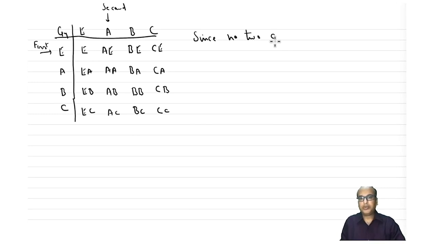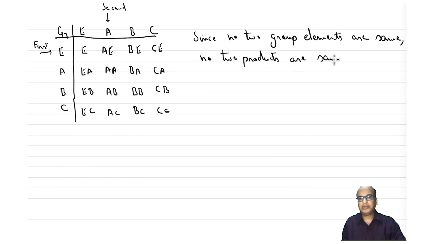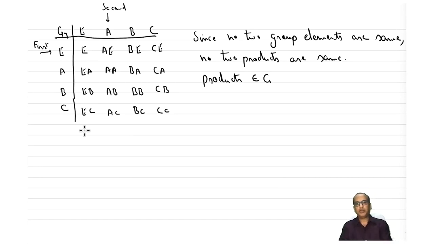Also, one important thing: since no two group elements are the same, no two products are the same. And products must belong to the group, that we know from the closure property, right? So all these products must belong to either of these E, A, B, C, but none of the products should be repeated. For example, in any particular row or any particular column, all the products should be unique, because all the group elements are different, so their products should also be different. So this leads to something called the rearrangement theorem.